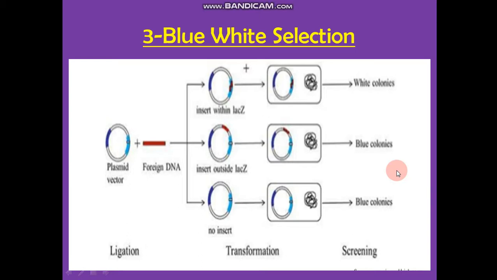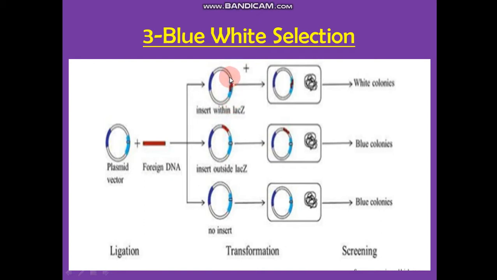These blue colonies are produced from both types of cells. These are the non-transformed cells, which do not have the DNA insert, and these are the transformed cells, which have the DNA insert. But how can we differentiate between them? We cannot differentiate because both are giving rise to blue colonies. We cannot differentiate them on the basis of color, whereas whatever we see by color, we can differentiate easily. So here we cannot differentiate between them. So it is of no use. So what the scientists have done, they have incorporated this foreign DNA within the lacZ gene only.